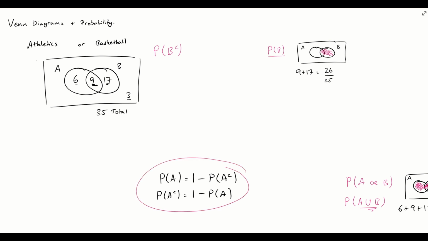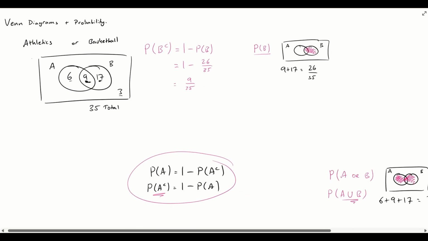So instead of having to count them all up in the Venn diagram again, let's just say that the probability of B complement is equal to 1 minus the probability of B. It's everything left over from the people that do like basketball. So the probability of us picking somebody that doesn't like basketball is the same as everything left over from somebody that does like basketball. So we end up with 1 minus our 26 over 35 here, and that is 9 out of 35. So that's the probability of us picking somebody that doesn't like basketball.